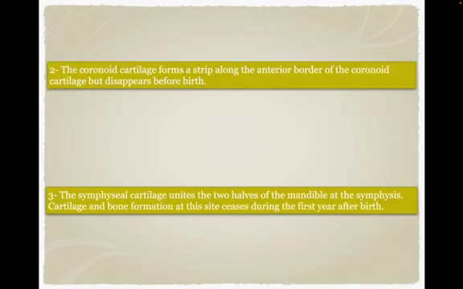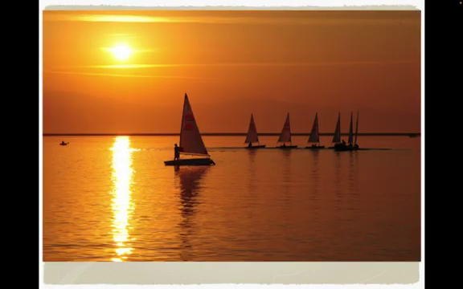Then we have cartilage on the coronoid process, and we know that this one will close even before birth, while the symphysial cartilage will unite the 2 halves after 1 year. However, during this 1 year, the symphysial cartilage will close and fuse together.